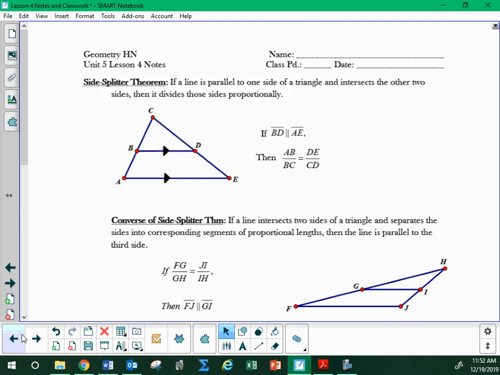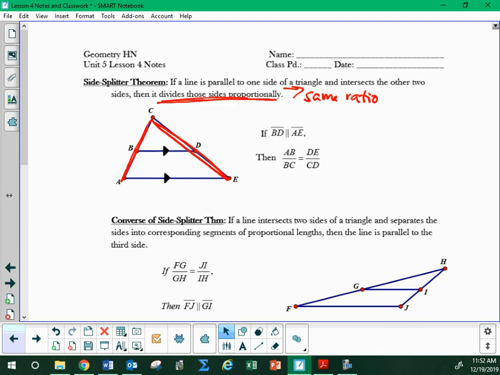All right, so our side splitter theorem here. Again, we're within a triangle, and a line is parallel to one of our sides. So we're given this set of parallel lines here. What it does is it divides those sides proportionally. These sides that have been cut by that parallel line are divided proportionally. And remember, proportional means same ratio.